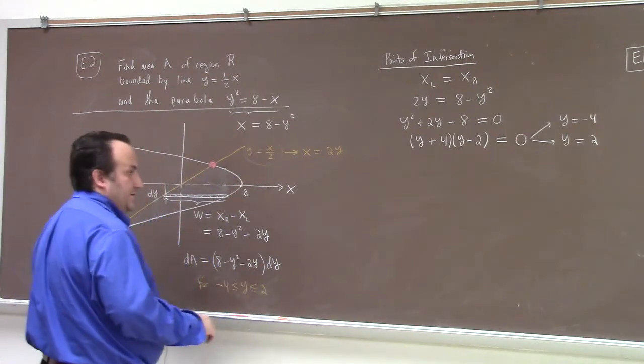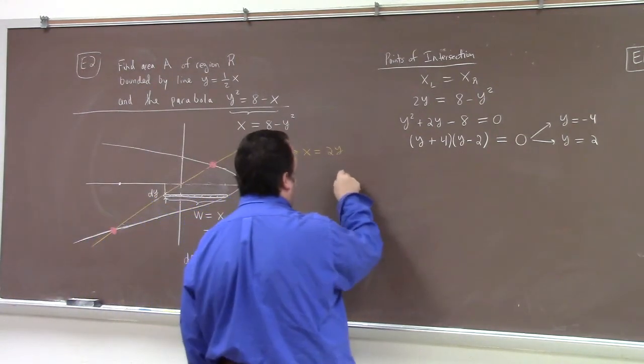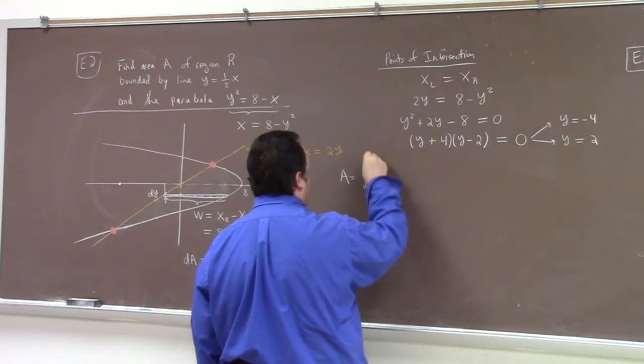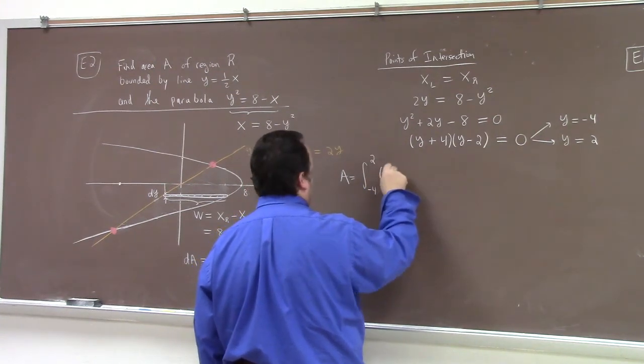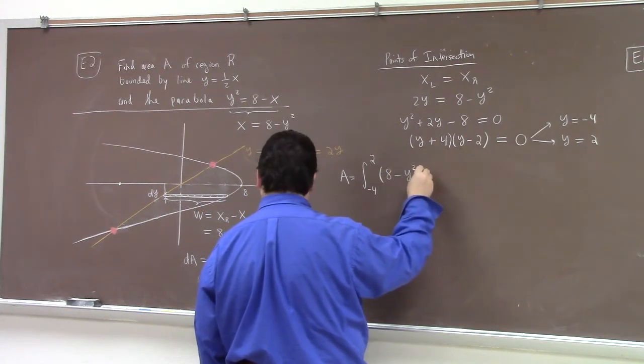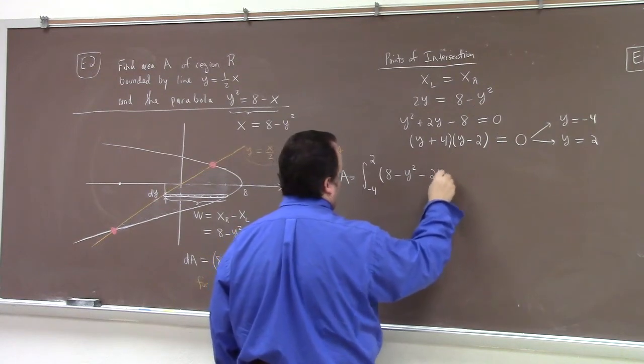And so let's do the integral. Integral from minus 4 to 2 of 8 minus y squared minus 2y dy.